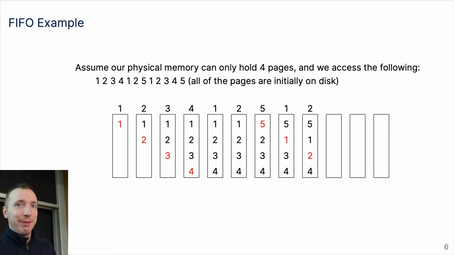Now we have an access to page 3. Oh no, we just kicked it out again. So now 4 is our oldest one. So we replace 4. So now in memory, we have 5, 1, 2, 3.